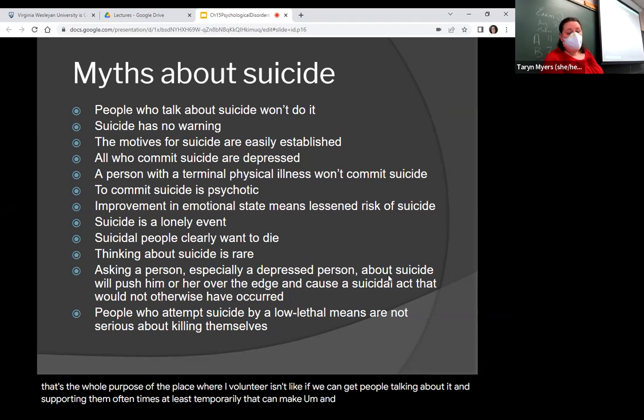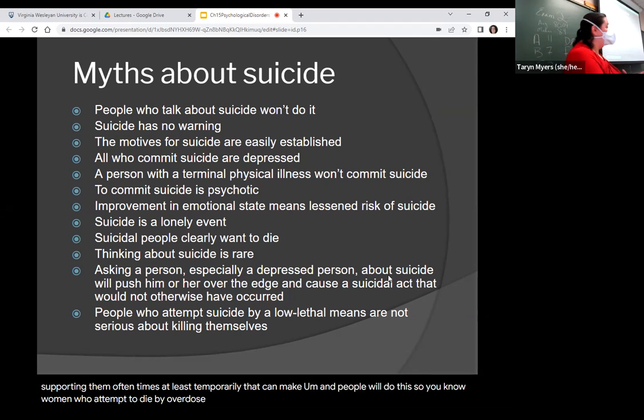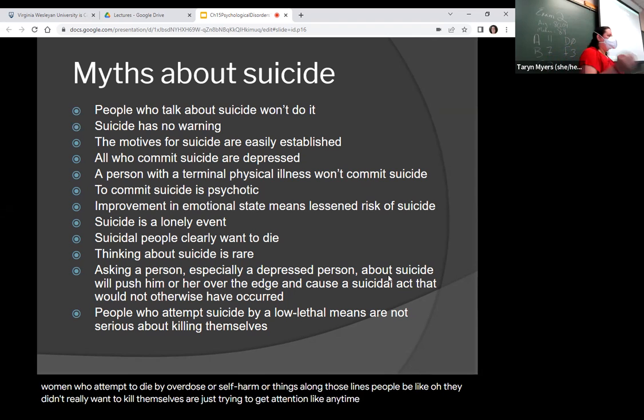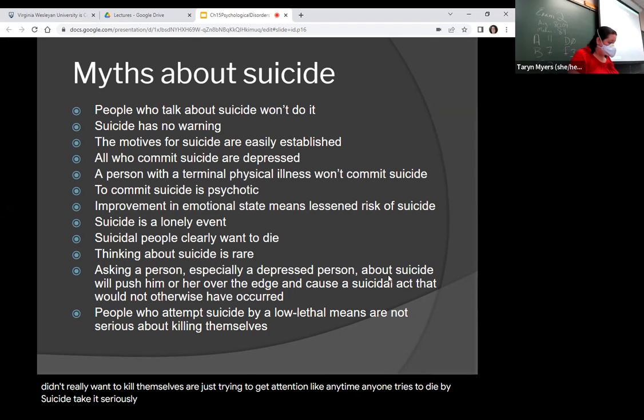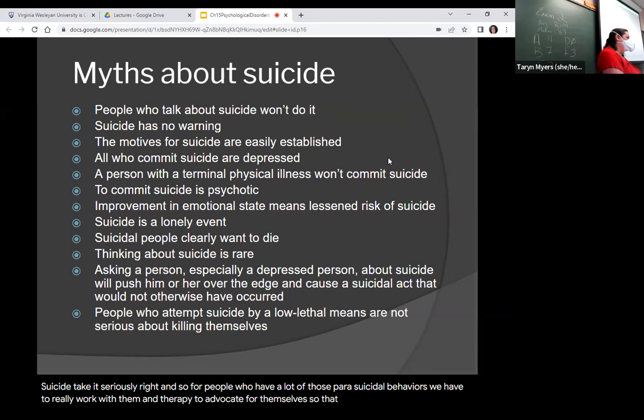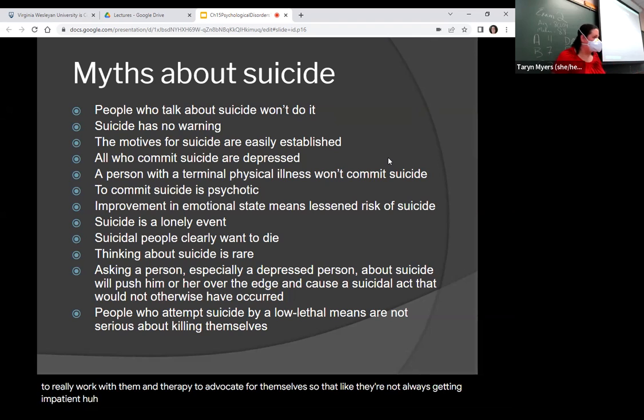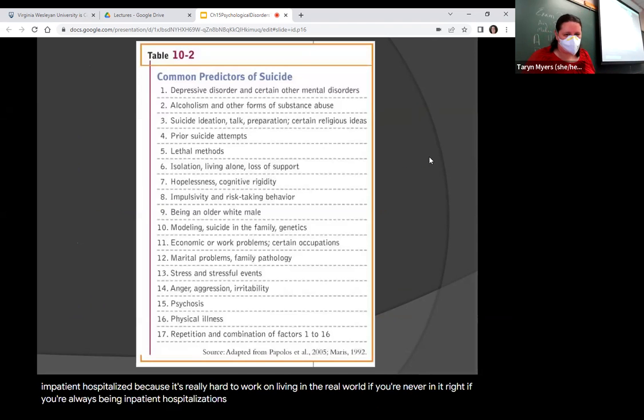And people will do this. So, women who attempt to die by overdose or self-harm or things along those lines, people will be like, oh, they didn't really want to kill themselves. They're just trying to get attention. Anytime anyone tries to die by suicide, take it seriously, right? And so for people who have a lot of those parasuicidal behaviors, we have to really work with them in therapy to advocate for themselves so that they're not always getting inpatient hospitalized, because it's really hard to work on living in the real world if you're never in it, right? If you're always being inpatient hospitalized.